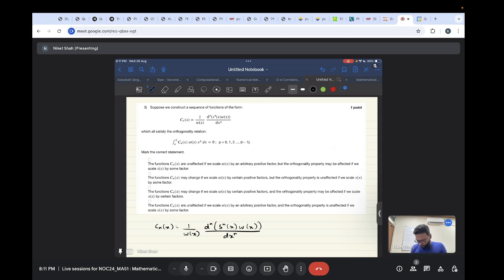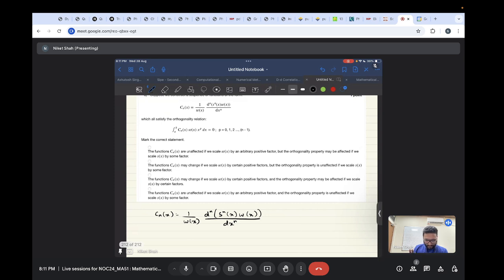All right, so I just wrote down the term. So what's the question? The question is, suppose we construct a sequence of functions of the form Cn is equal to this, which all satisfy the orthogonality relation. With the standard orthogonality relation, they all satisfy. Mark the correct statements. The correct statements which they are asking us to mark is the function Cn of x are unaffected if we scale w of x by an arbitrary positive factor, but the orthogonality property may be affected if we scale s of x by some factor.